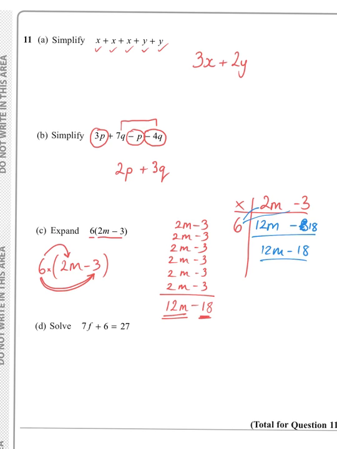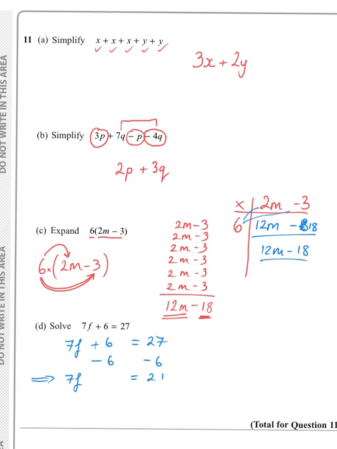This one asks us to solve 7f plus 6 equals 27. So the first thing we can do is take 6 from both sides, so it balances, and we'd be left with 7f equals 21. Now I want to find the value of f. That's what I want to solve for, the unknown here.